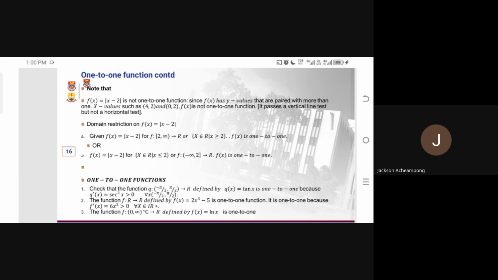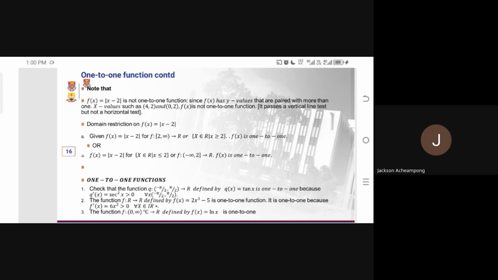So if you put in a negative number, say negative 1, you are getting positive 3. And if you put in positive 1, you see, it will cause an issue. Two different x values will give you the same y value. That function too is not one-to-one. So we are saying that the absolute value of x minus 2, or the absolute value of a function, is not one-to-one.